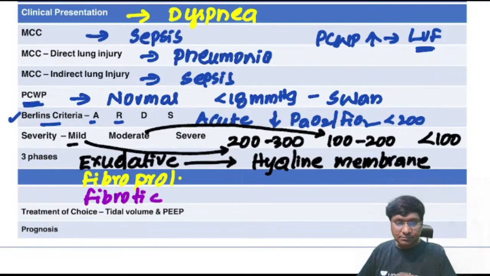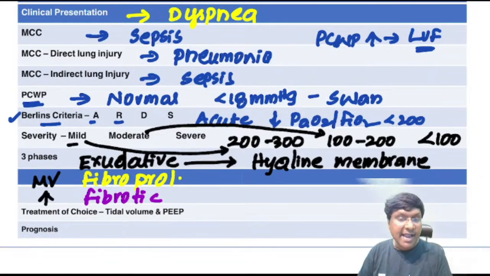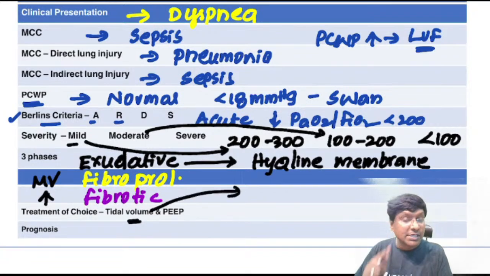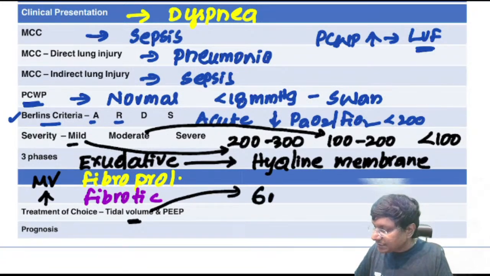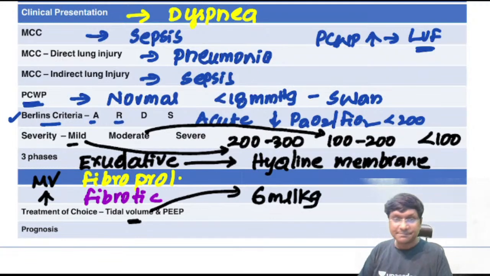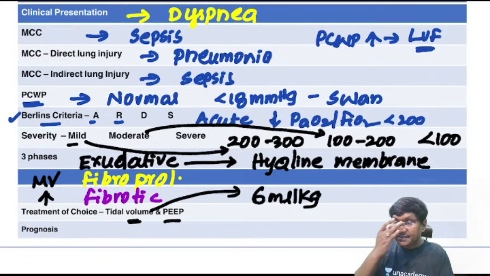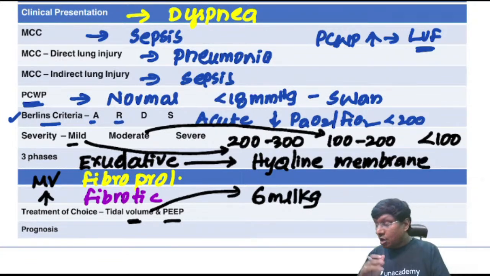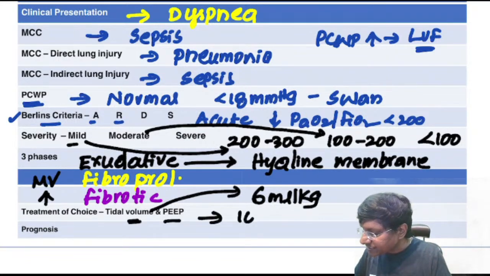Next, what is the treatment of choice in patients with ARDS? These patients have worse prognosis and they require a mechanical ventilator for their support. In the mechanical ventilator, the tidal volume that you will be using is low tidal volume. And how much will that be? 6 ml per kg. Then next is PEEP, that is positive end expiratory pressure. The PEEP that you have to use is around 10 millimeters of water.